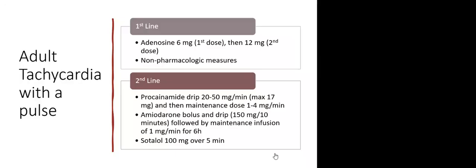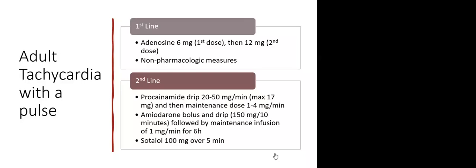This does require some patient education because when we give adenosine, the patient will literally flatline for a period of time before that normal heart rhythm resumes. So it's something that you want to educate the patient about so they can be aware, and you want to make sure that you have a code card close by.